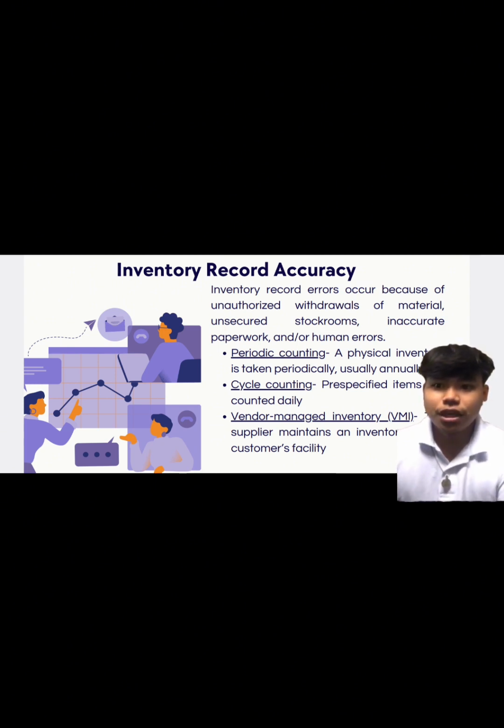Common ordering approaches: lot for lot, fixed order quantity, min-max system, and order periods. Lot for lot: order exactly what is needed. Fixed order quantity: order a predetermined amount each time an order is placed when on-hand inventory falls.